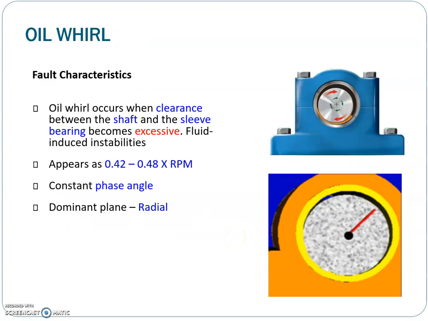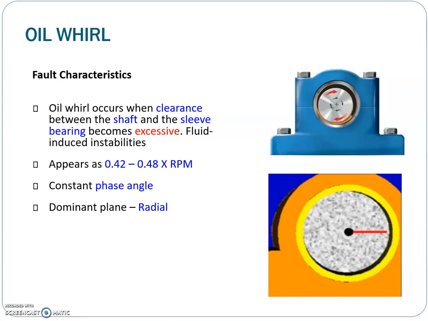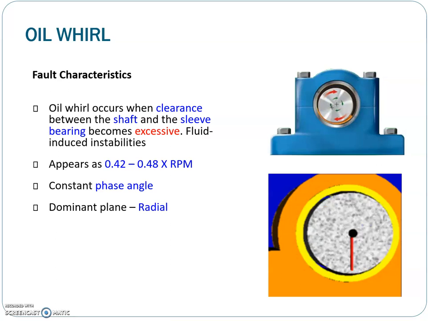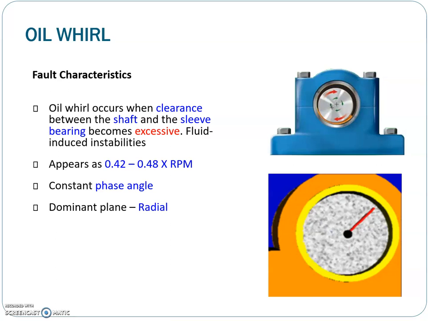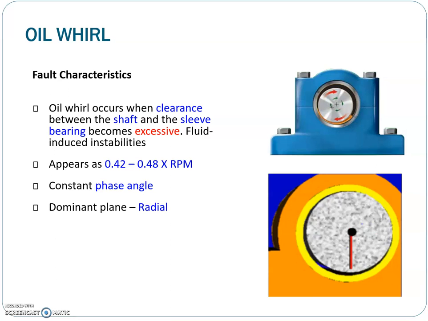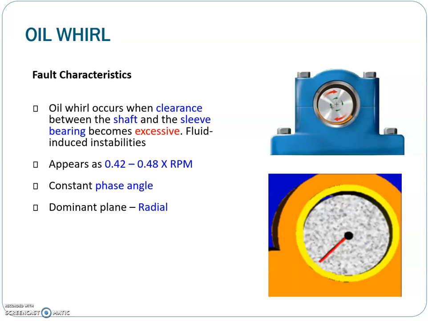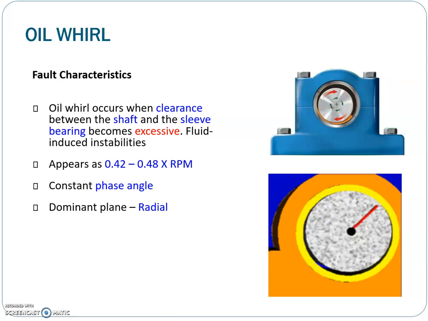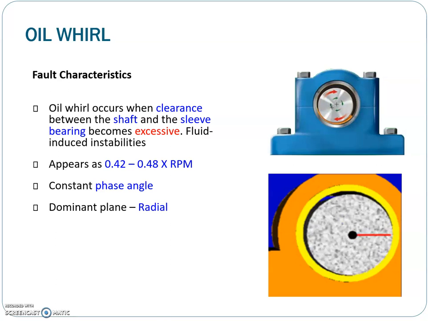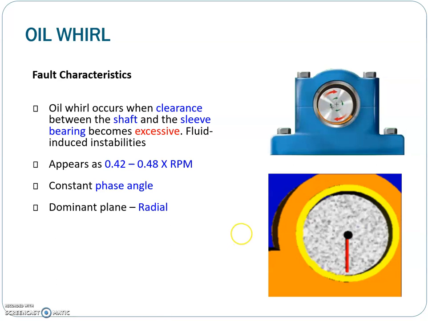Oil whirl is a machinery fault that usually happens at the sleeve bearings. It occurs when there is an excessive clearance between the shaft and the sleeve bearings. The excessive clearance could induce fluid instabilities in the lubricant oil and subsequently cause high vibration at frequency components below 1 time RPM.